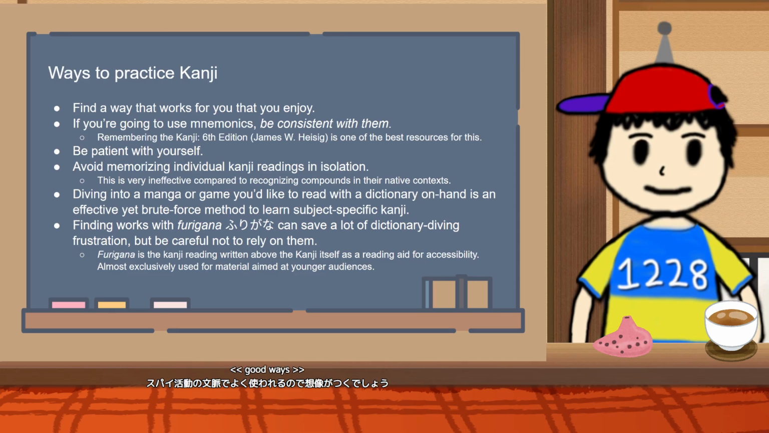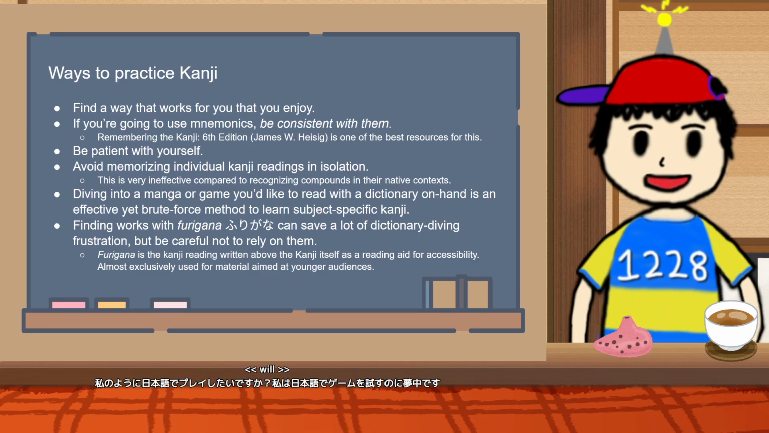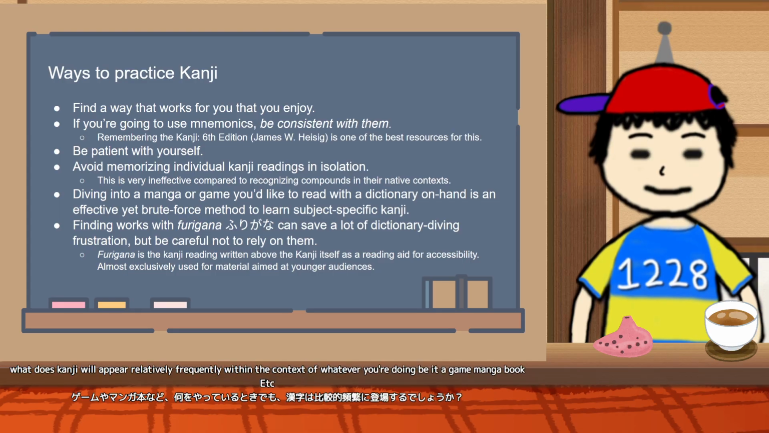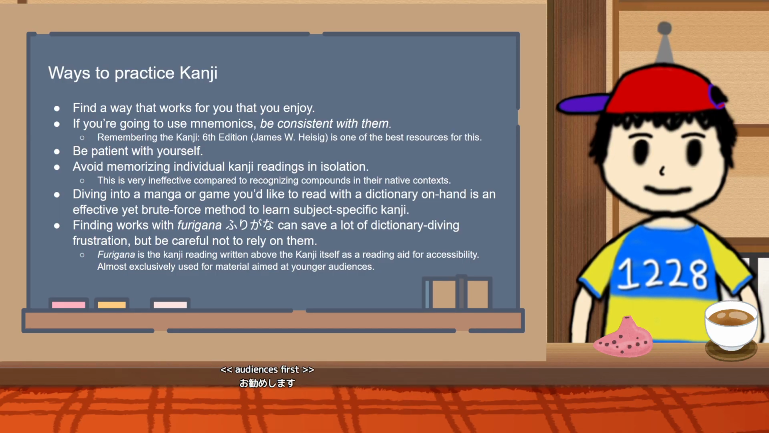Good ways to learn kanji as you go is to look at stuff that interests you. Find stuff you enjoy, manga that you want to read, games that you want to play in Japanese. Like me, I'm crazy enough to try games in Japanese. They will use context-specific kanji, and those kanji will appear relatively frequently within the context of whatever you're doing, be it a game, manga, book, etc. I would recommend stuff aimed at younger audiences first, simply because those will have hiragana with the kanji. What I mean is the hiragana kanji reading written above the kanji to give you the kanji reading and make it easier to look up in the dictionary. It saves so much time and frustration.